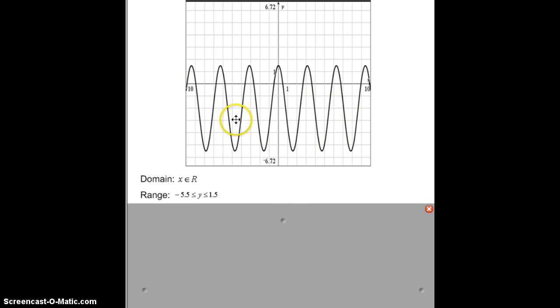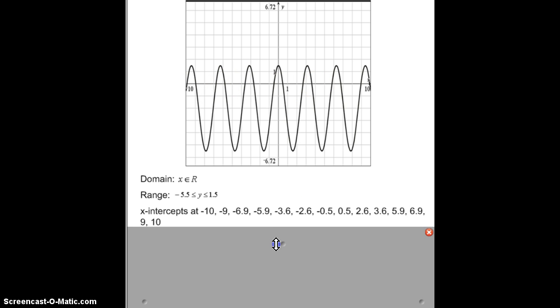Next, the x-intercepts. We have quite a few x-intercepts in this window here. There's a total of 14. Here they are. Note that some of them, we're approximating the value of them and their location on the x-axis. The y-intercept, we only have one. The y-intercept is 1.5.